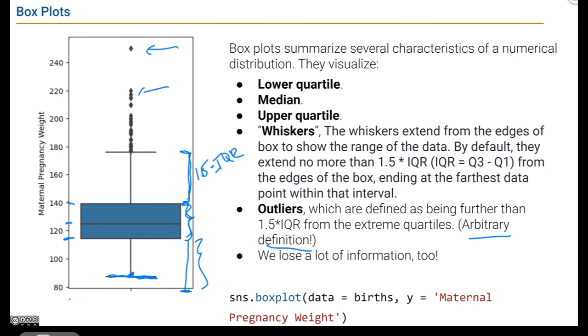I will point out with box plots, this width doesn't encode anything. And you can rotate these box plots so that they're going horizontally if you would prefer. So there's really some options here.